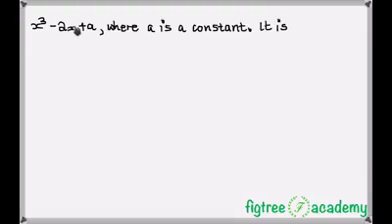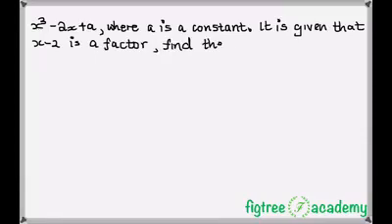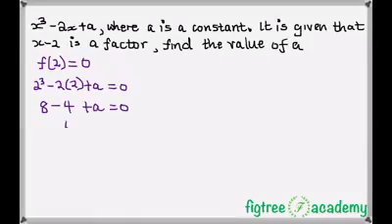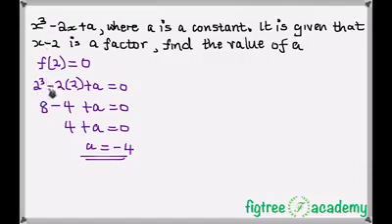x cubed minus 2x plus a, where a is a constant. It is given that x minus 2 is a factor. Find the value of a. We do the same. The function of 2, here the root is 2, is equal to 0. We substitute. Therefore 2 to the power 3 minus 2 times 2 plus a, this will be 8 minus 4, this is 4, so plus a. 4 plus a is equal to 0. Therefore 4 goes to the right side and becomes negative. a is equal to minus 4.